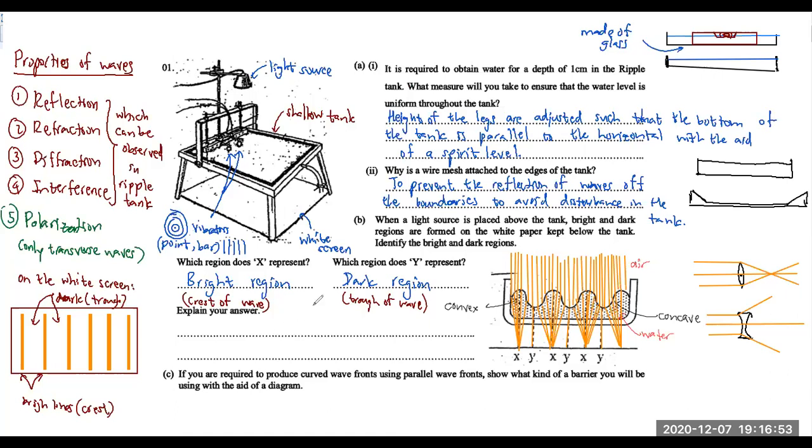So the reason, whatever we explained here, we can write down here. What can we say? Due to convex and concave surfaces created by the wave, light will refract and will converge and diverge to form bright and dark spots.